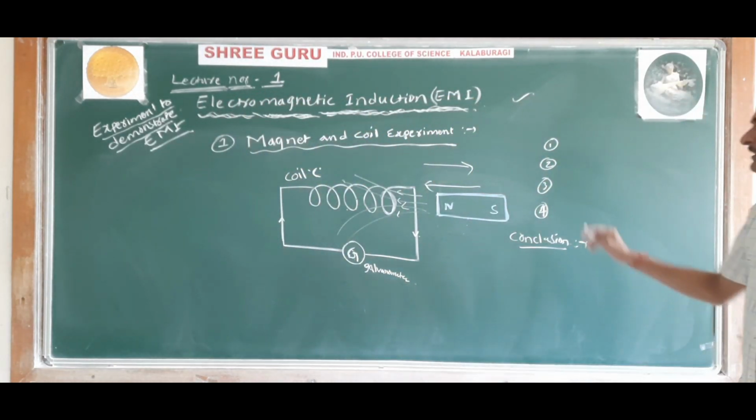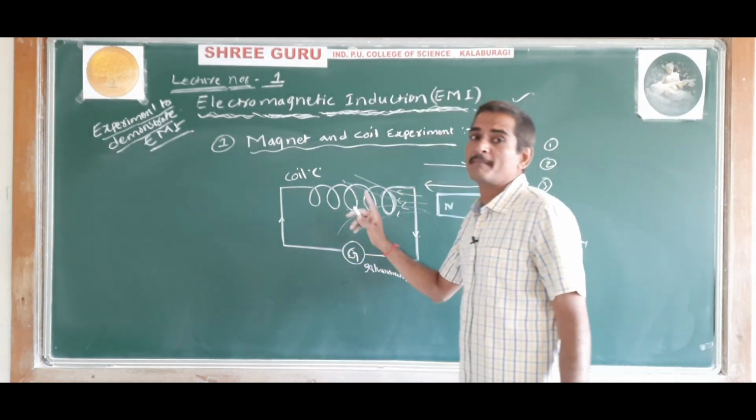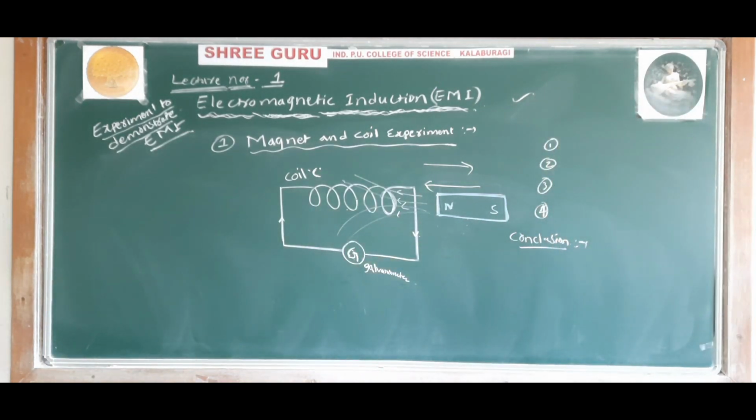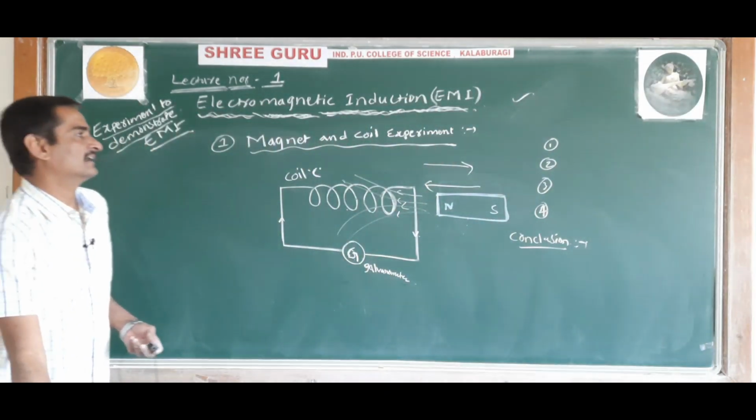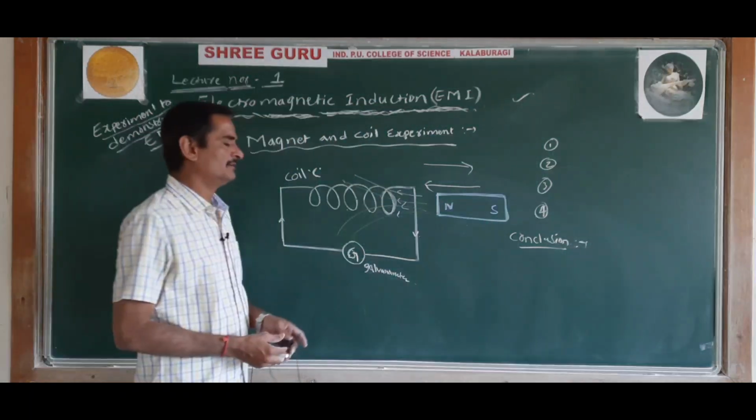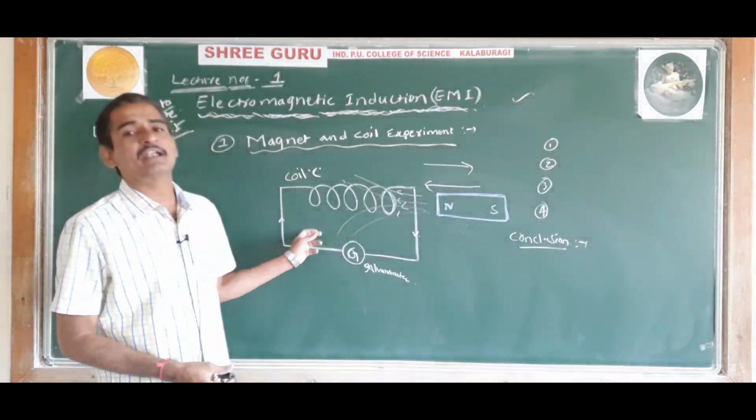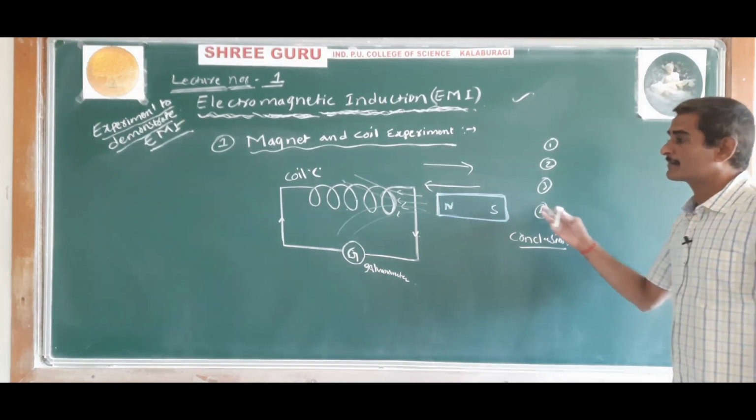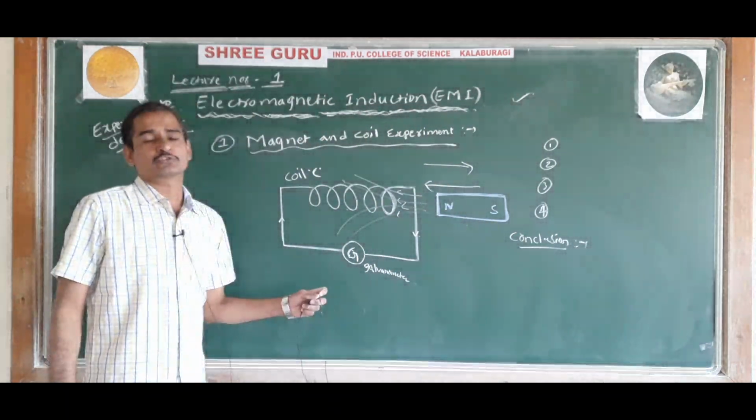Understood? The changing magnetic flux is producing the electric current. This is called the magnet and coil experiment. Next, one more point: when the relative motion between the bar magnet and coil is faster, the deflection produced is more.